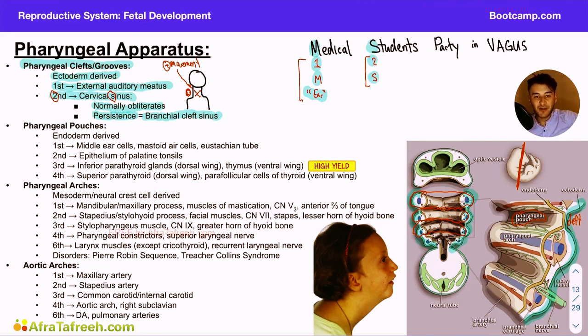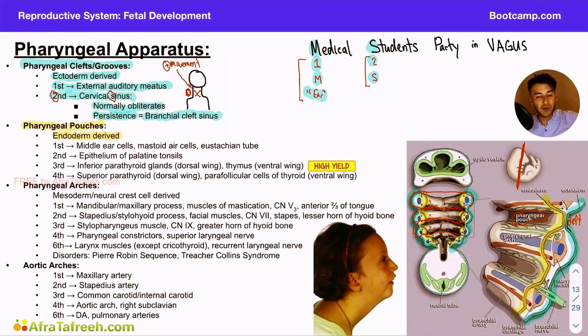Let's move on to talk about our pharyngeal pouches. Our pharyngeal pouches are going to be endoderm derived, which is why I'm using this gold color. If we go over to our diagram, we'll see on this interior portion of the pharyngeal apparatus, we are going to have endoderm derived pharyngeal pouches. So I'm highlighting everything in gold here so you guys can appreciate that.